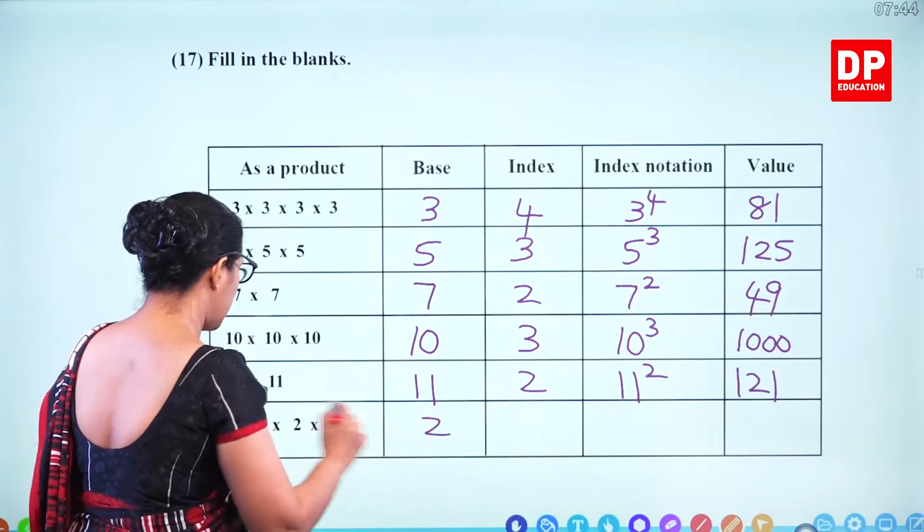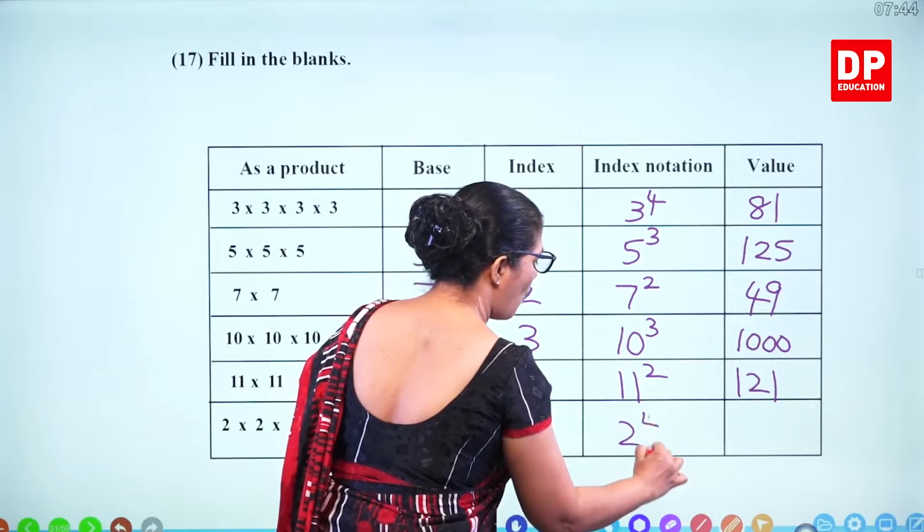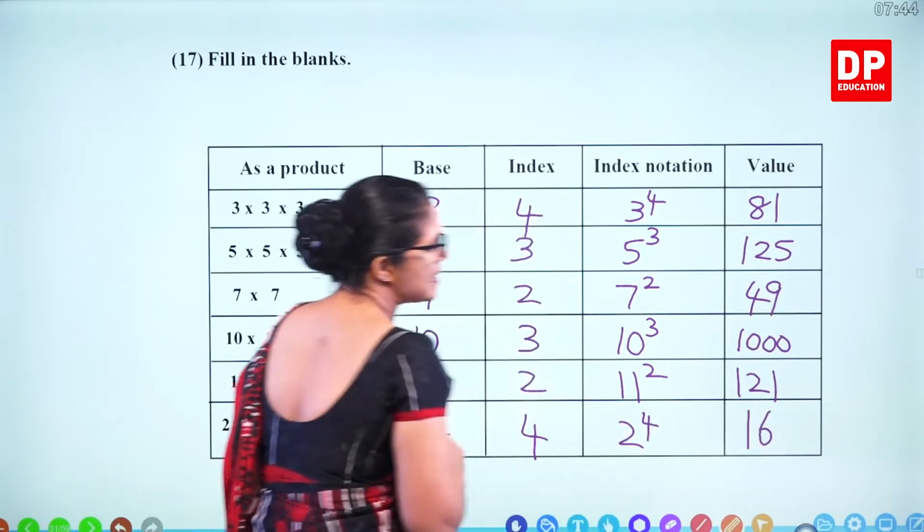2 is the base here. How many times? Four times. 2 to the power of 4, 16.